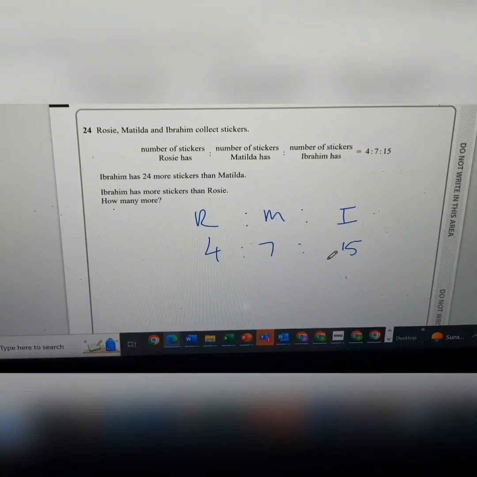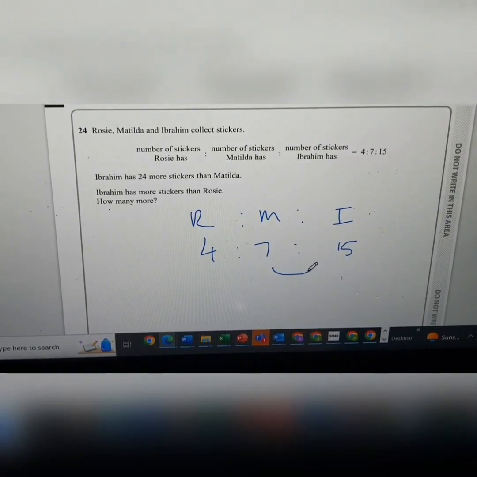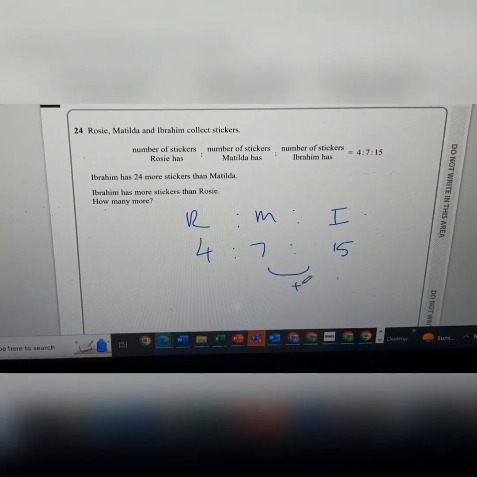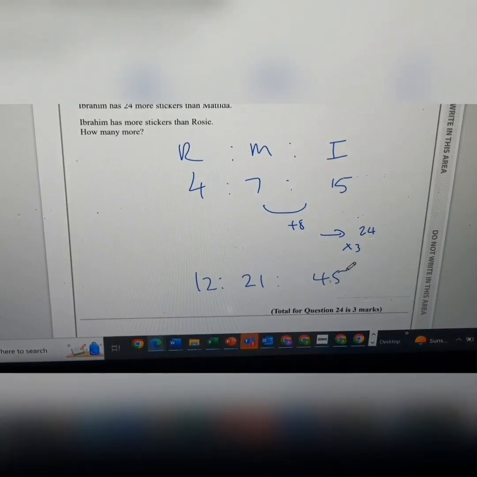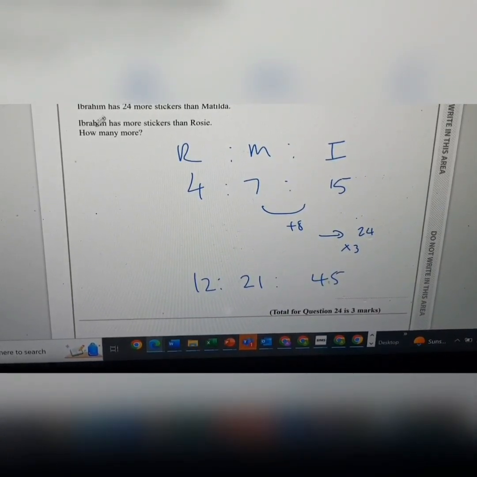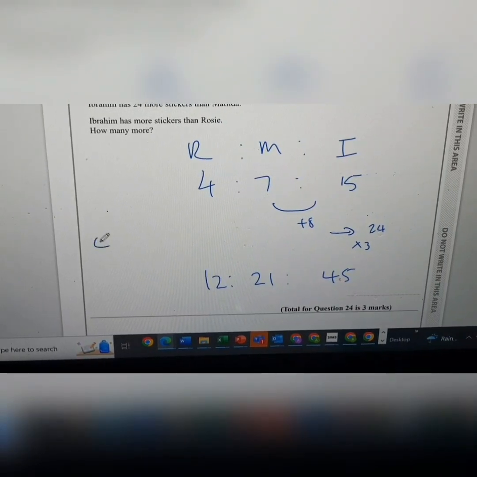So you start by finding the current difference between Ibrahim and Matilda, which is 8. We've gone from 8 to 24, so that's a multiplication of 3. So we can multiply these values by 3. Okay, then it says Ibrahim has more stickers than Rosie. How many more? So you're going to do 45 take away 12, which is 33.